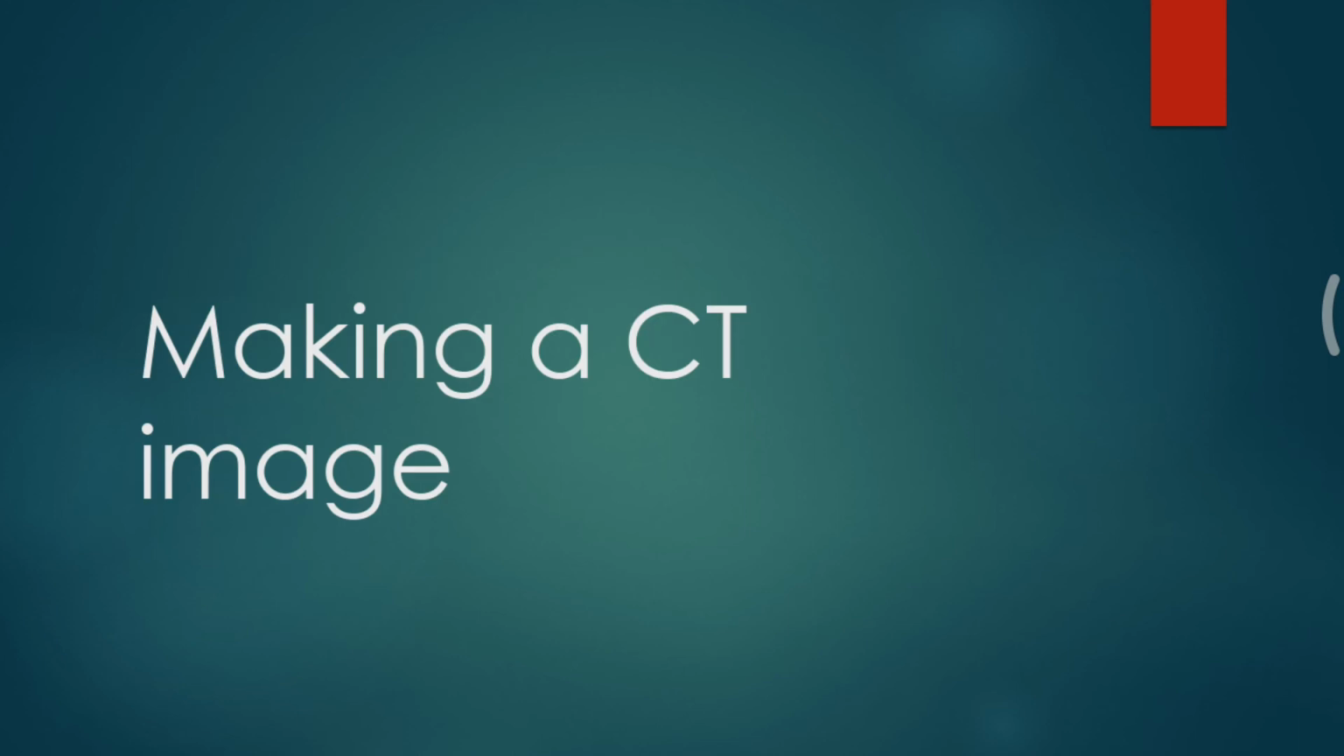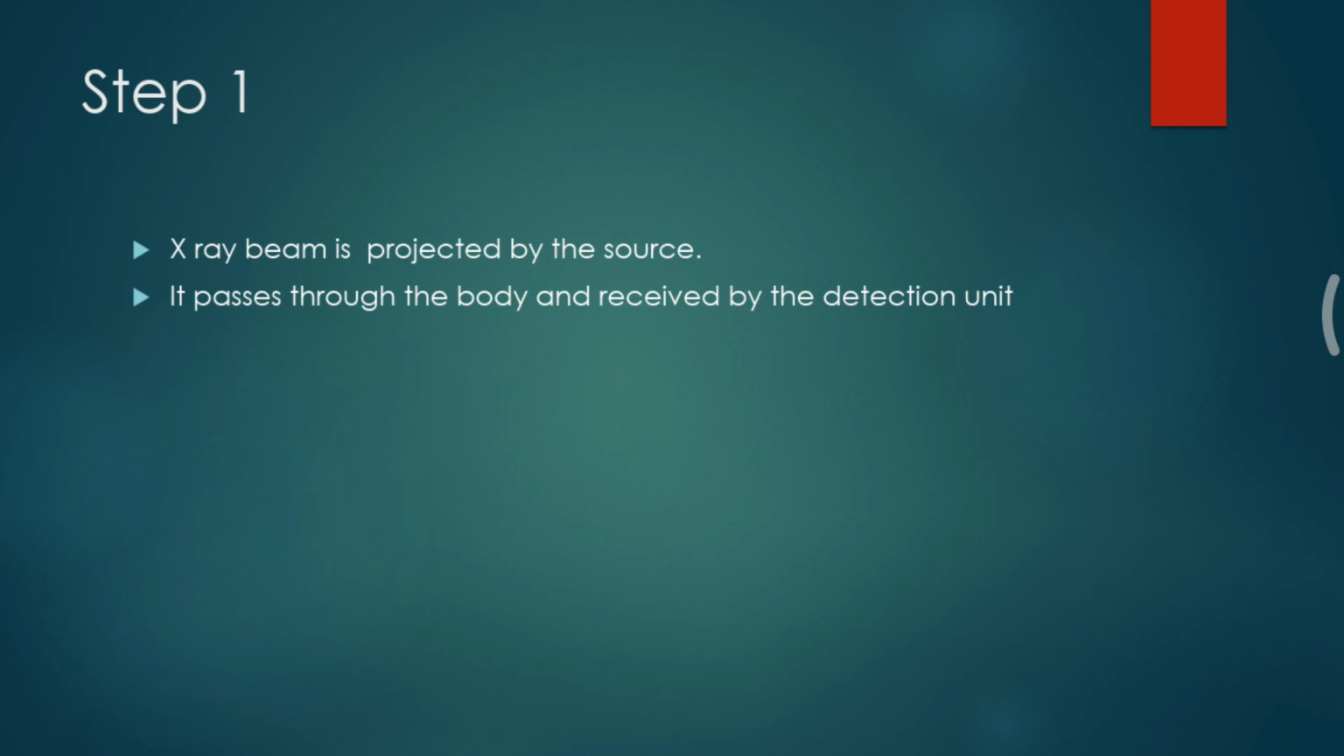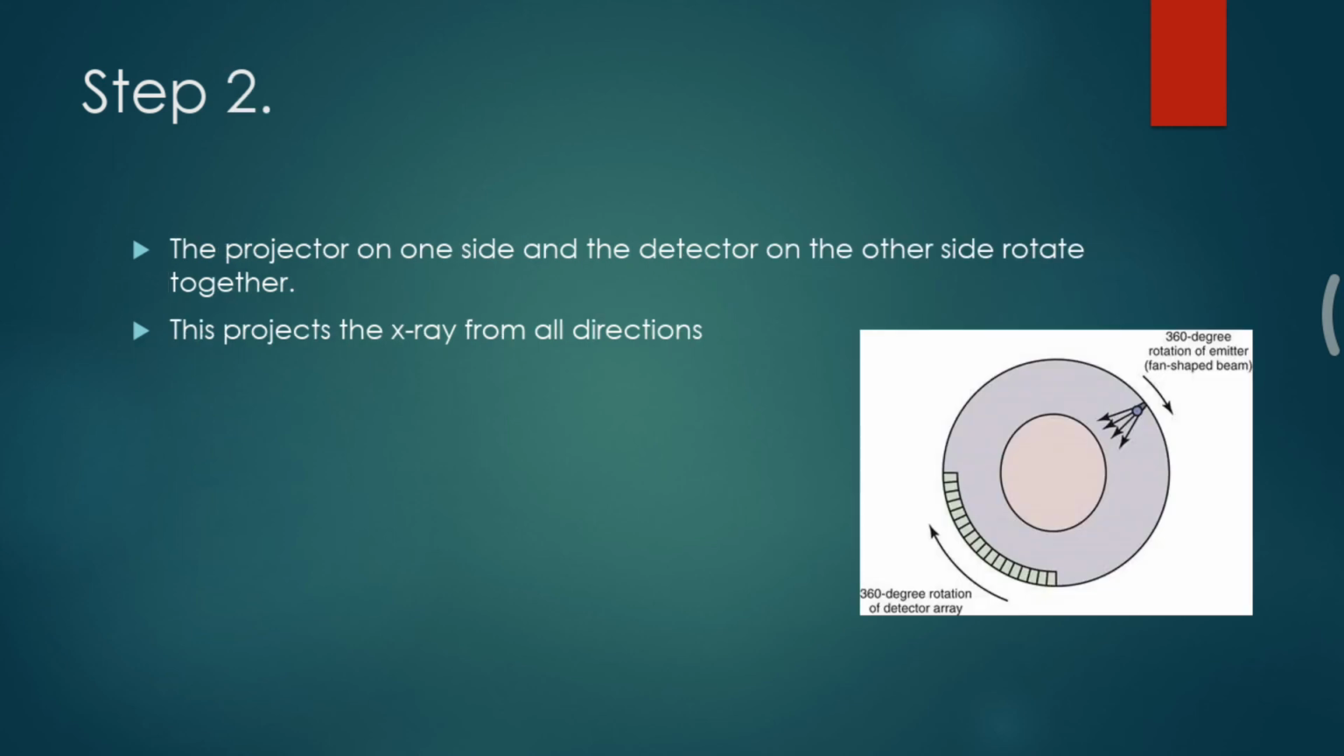Now we have completed the first part where we have seen how X-ray is being produced, sent across the body and captured by the system. So now we will go on to the whole process of making the CT image. First the X-ray beam is projected by the source, it passes through the body and is received by the detection unit. The projector on one side and the detector on the other side rotate together in a CT scan. This projects the X-ray from all directions.